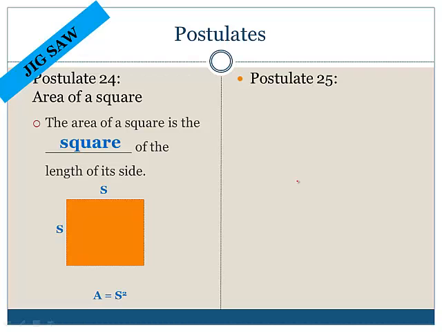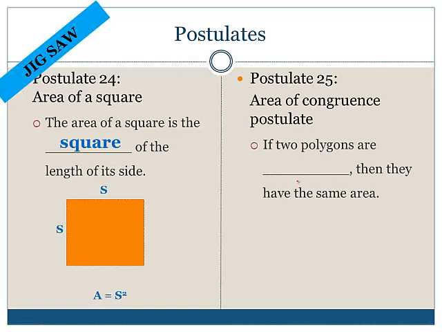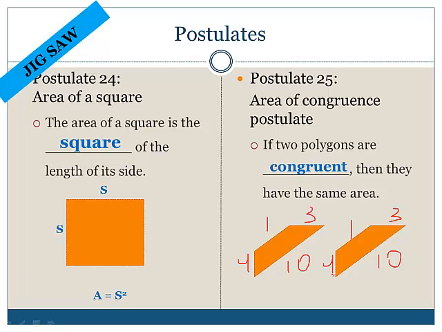And looking at postulate number 25, we have the area congruence postulate. If two polygons are congruent, then they have the same area. And if we look down at these two polygons below, if both of these had the same dimensions, since each of these sides are the same, then they would also have the same area.